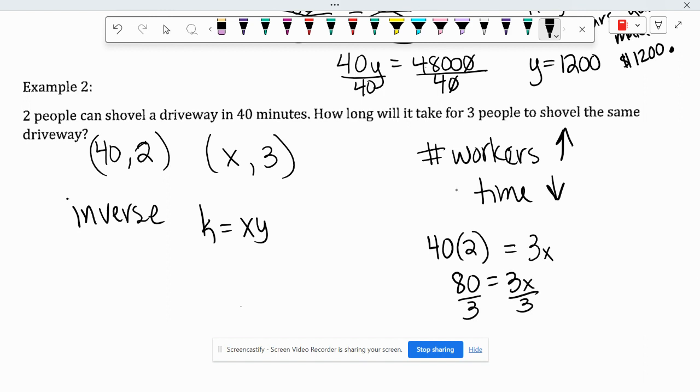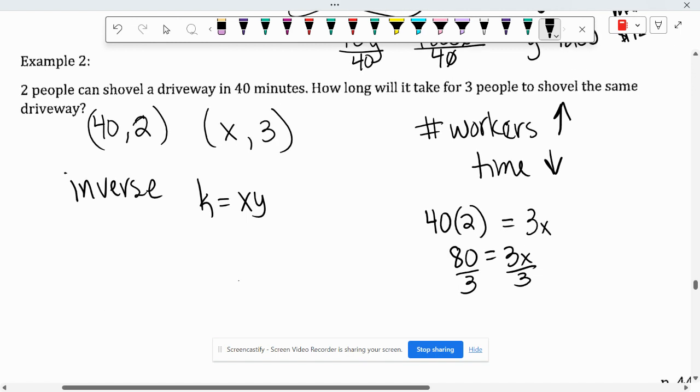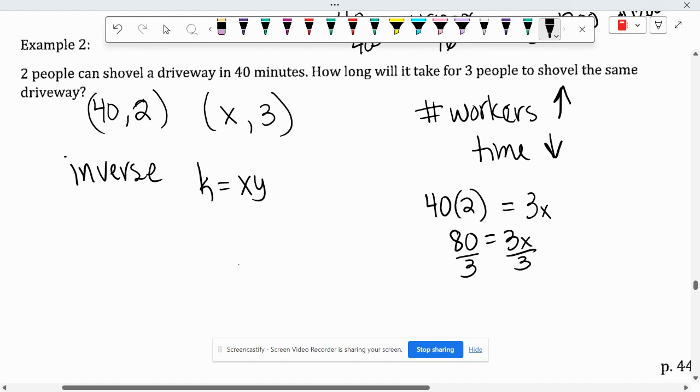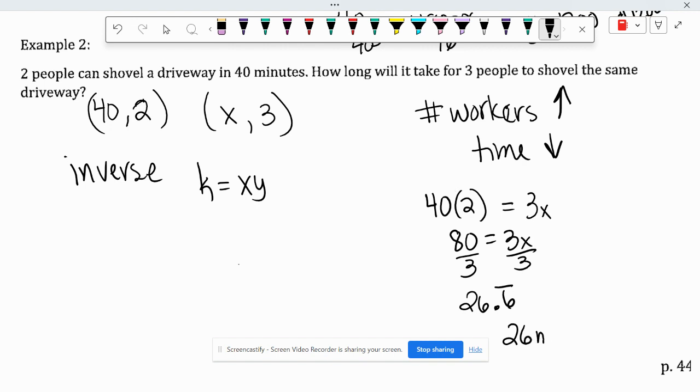So when I divide both sides by 3, what is 80 divided by 3? 26.6 repeating, right? And this is in terms of minutes, so 26 minutes, and 2/3 of a minute is 40 seconds, right? So 3 people should get it done in 26 minutes and 40 seconds. You don't have to be that specific, but I did want you to know.